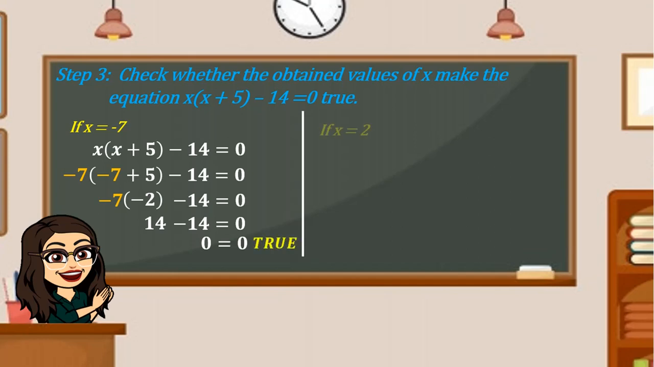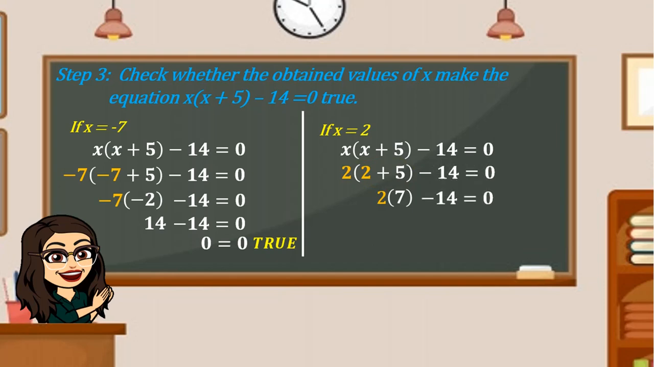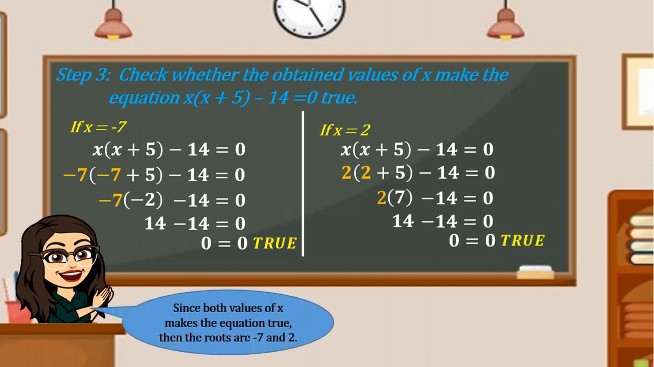For the second obtained value, we have 2. Again, from the original equation, substitute 2 to the variable x. So we have 2 times quantity 2 plus 5 minus 14 equals 0. So we have 2. 2 plus 5 is 7. Then bring down negative 14 equals 0. 2 times 7 is positive 14. Again, bring down negative 14 equals 0. And 14 minus 14 is 0. So 0 equals 0. Again, this is true. Since both values of x make the equation true, then the roots are negative 7 and positive 2. And that is example number 1.